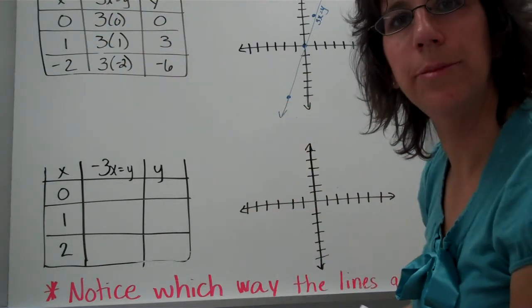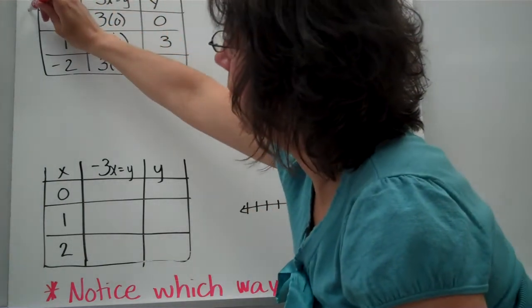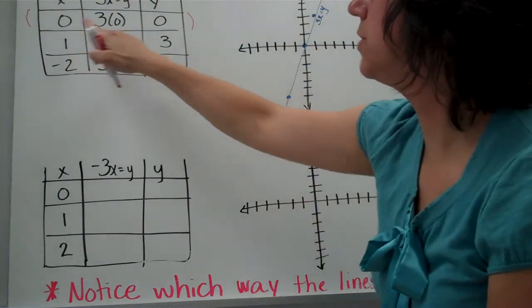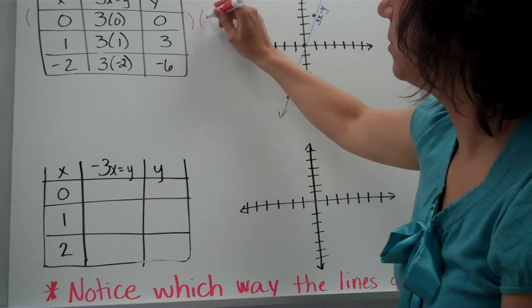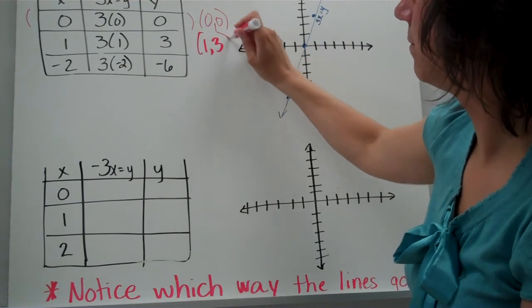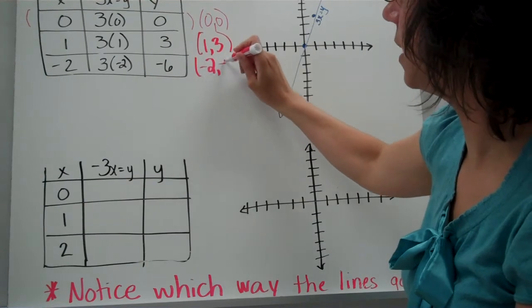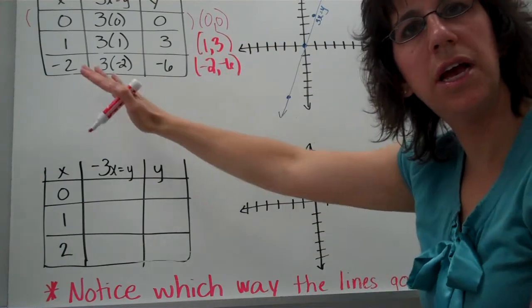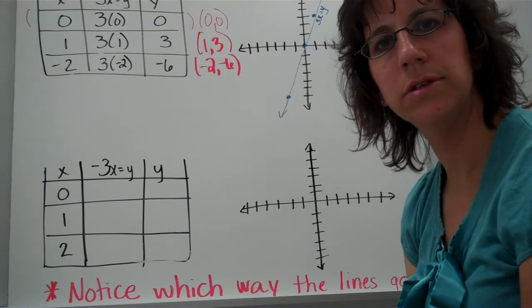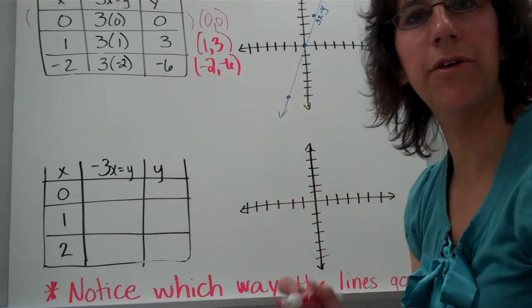This table can actually be changed into an ordered pair. Do you see how x and y makes an ordered pair? Well, here's your x and here's your y. So that would be 0, 0, 1, 3, and -2, -6. Do you see how you can take the table and just make an ordered pair for each one of those values? Now you can go ahead and graph them.